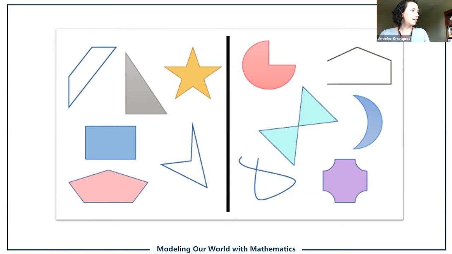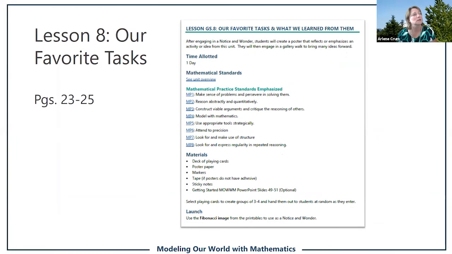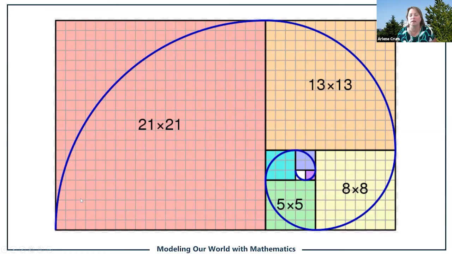All right, so that takes us into lesson 8, and Arlene's going to finish us off. Anyway, so lesson 8 is the last lesson of this getting started module. And then students are encouraged to think about the tasks that they've done so far and what they learned from them. So on pages 23 to 25 in the manual. And it opens with another notice and wonder.